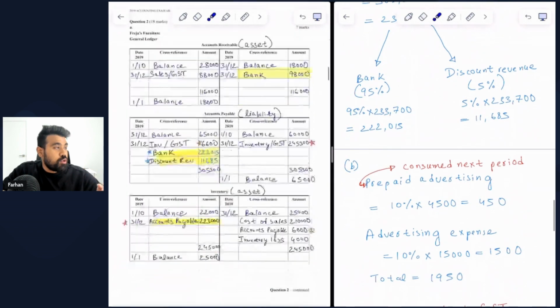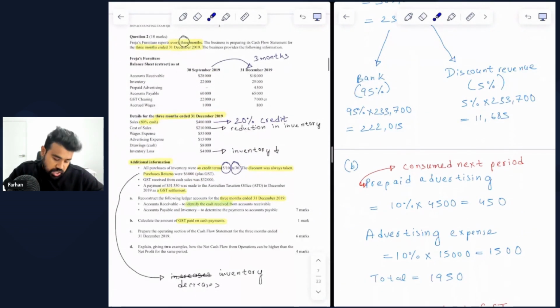Now let's look into the second question. The second question asks you to calculate the amount of GST paid on cash payments. Okay? So cash payments here could simply refer to the expenses that we have paid for in cash. Now, let's do a quick scan of the balance sheet, and you can see that the expenses that we got there should be the advertising and the wages, but wages cannot have GST, right?